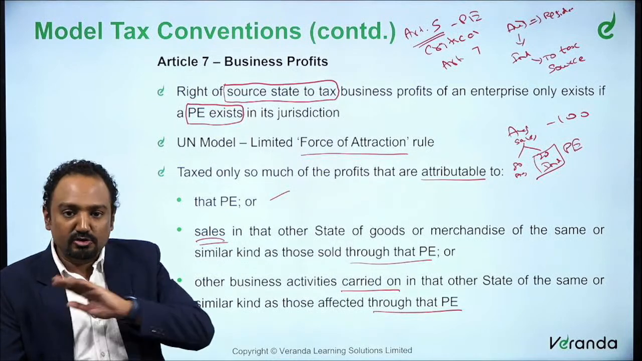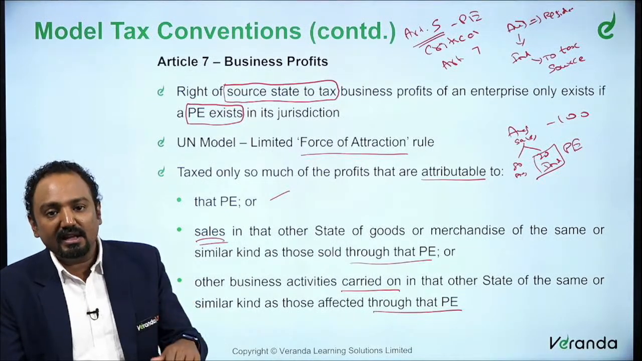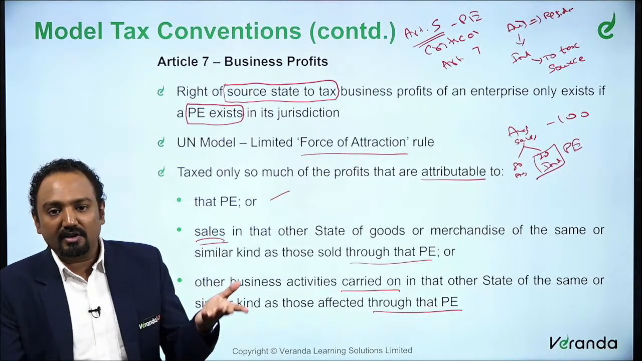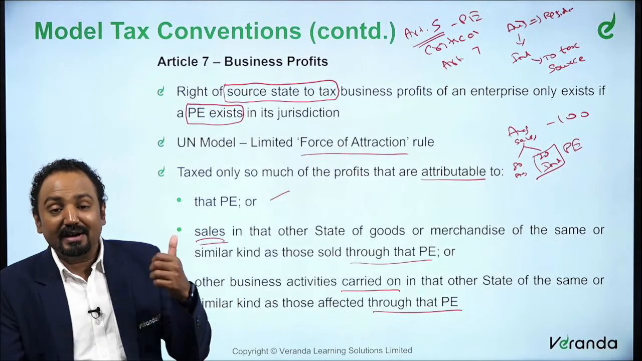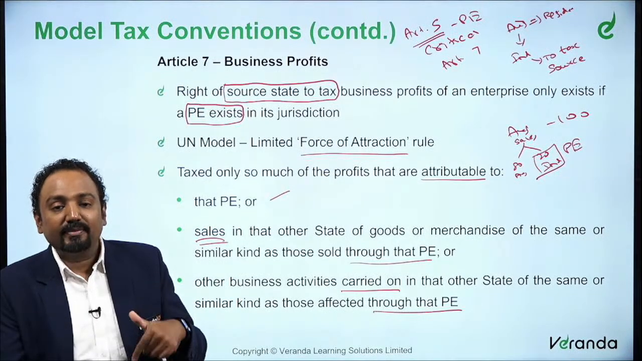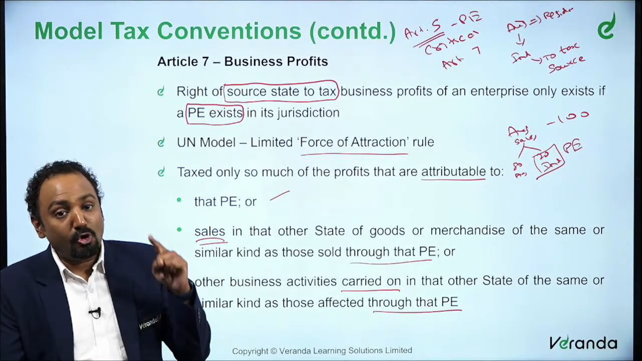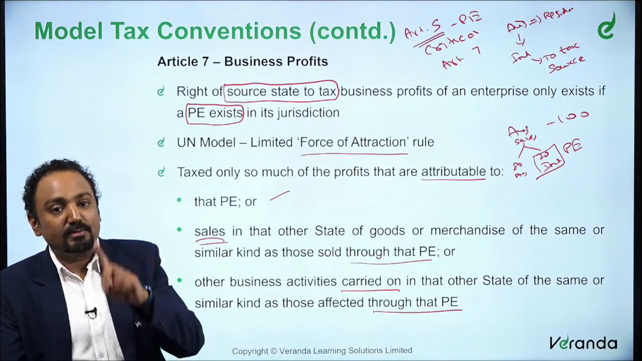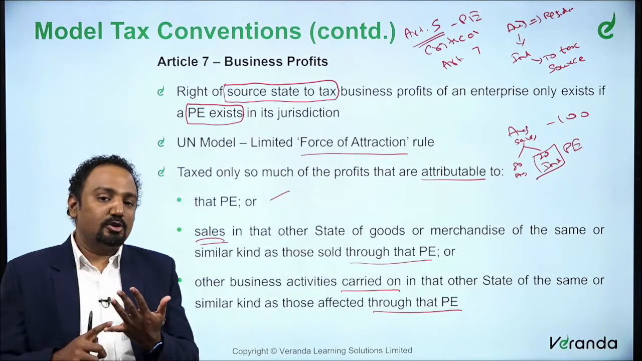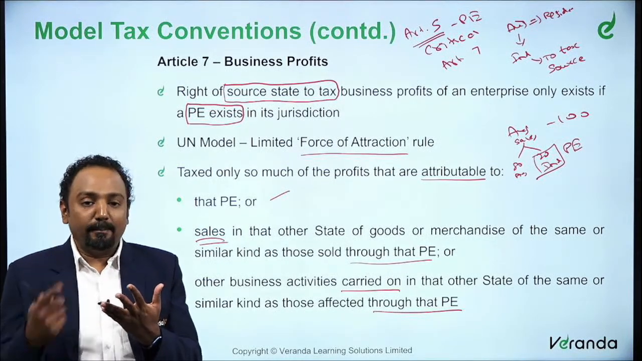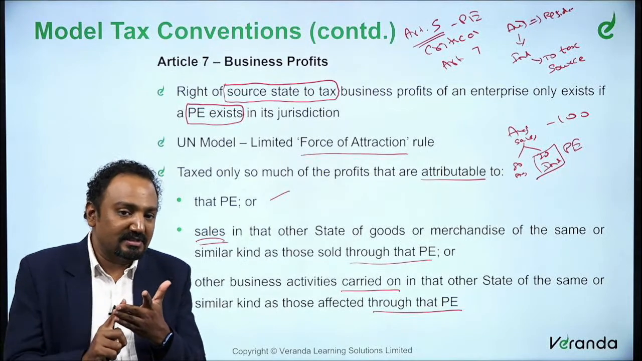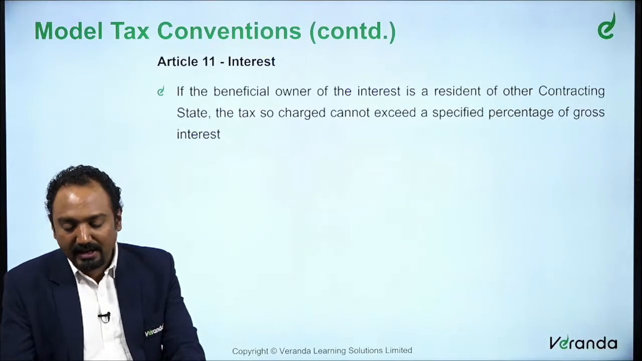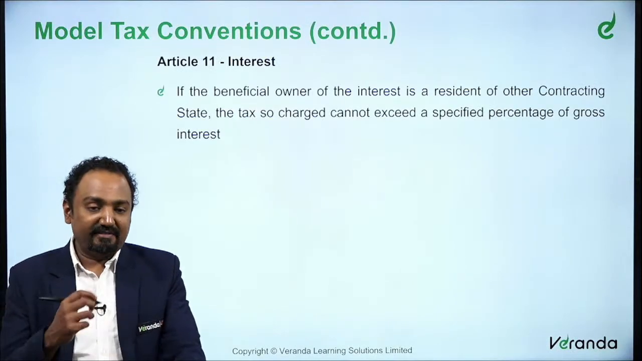So in residence, there is no confusion at all. If you are an Australian company, your entire income, irrespective of whether you have earned it in India or Japan or France, is still taxable in Australia. But if you are transacting in India, it can be taxed in India, the source country, only when such income is attributable to the PE, either directly to the PE or through the sales made through that PE or any other business activity through that PE. Only then is it taxable. So that's about Article 7, business profits.